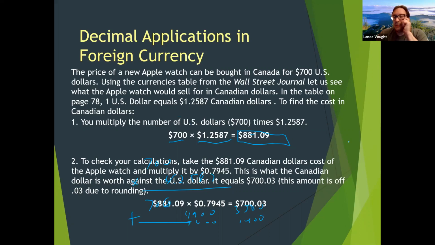And so if you want to reverse engineer the answer, I think there's a table to find this relationship of 0.7945. All you would do is do 1 divided by 1.2587. That gives you 0.79447. So that means that 1 Canadian dollar is equal to 79.45 US cents. And then $1 is equal to $1.2587 Canadian.